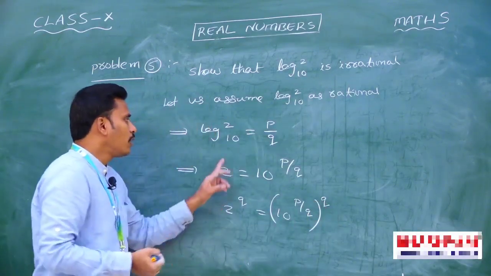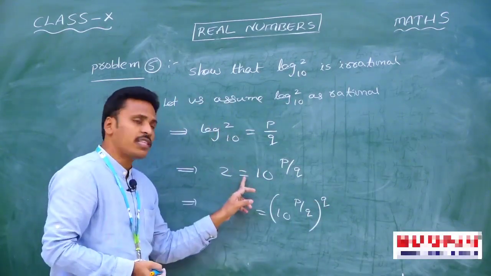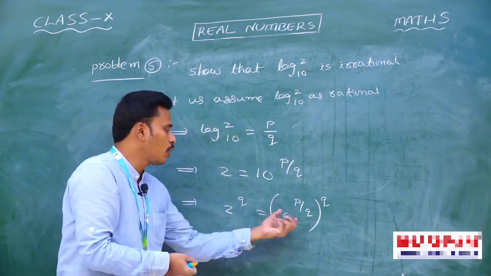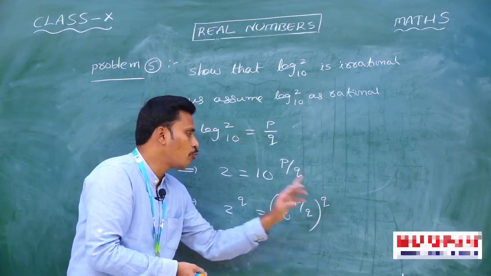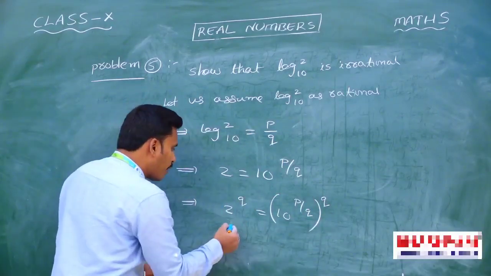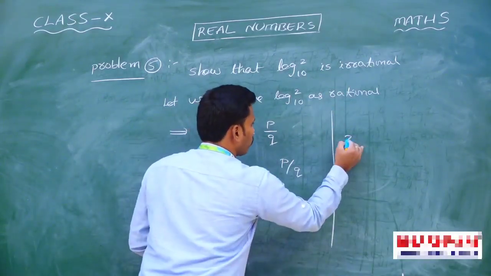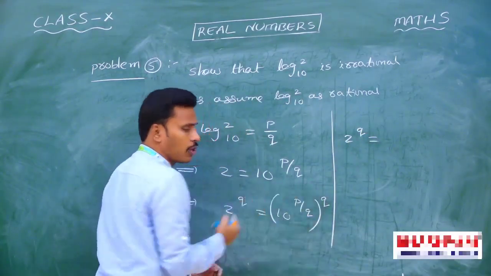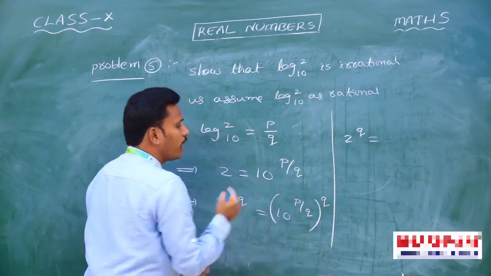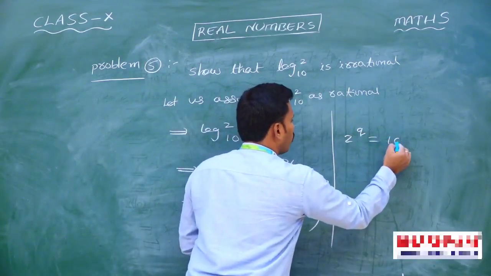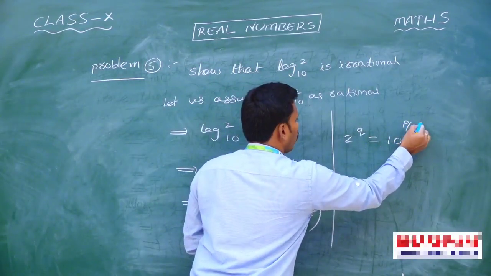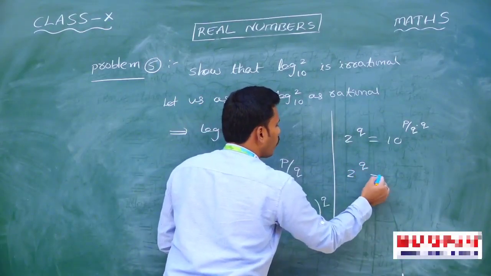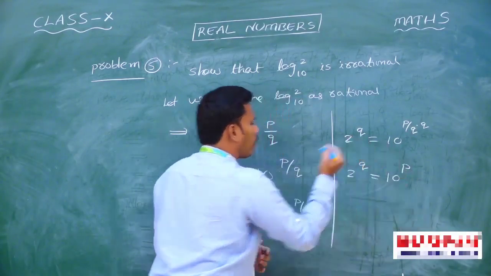See, this is the logarithmic form, and this is the exponential form. You apply power q on both sides: 2 power q is equal to 10 power p by q, power q. The left side is 2 power q. The right side is 10 power p by q power q, so you multiply the exponents by the law of exponents. 10 to the power p by q into q. So q and q get cancelled, and you are left with 2 power q is equal to 10 power p.